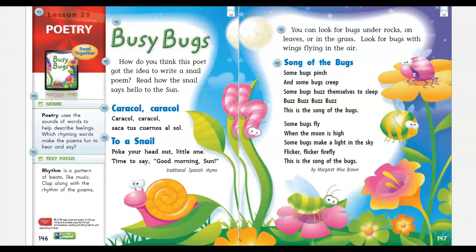Before we read our poem, I wanted to ask a question. How do you think this poet got the idea to write a snail poem? Let's read how the snail says hello to the sun. First, we are going to listen to a very short poem in Spanish and in English.